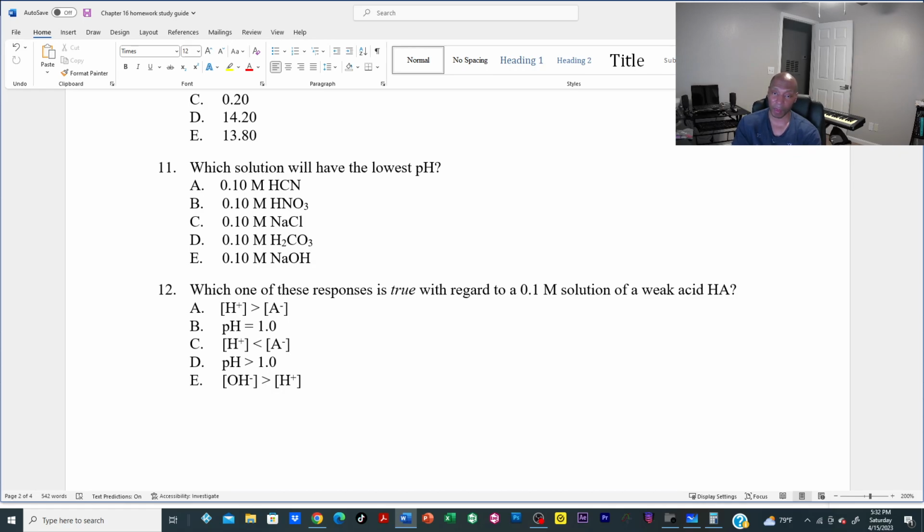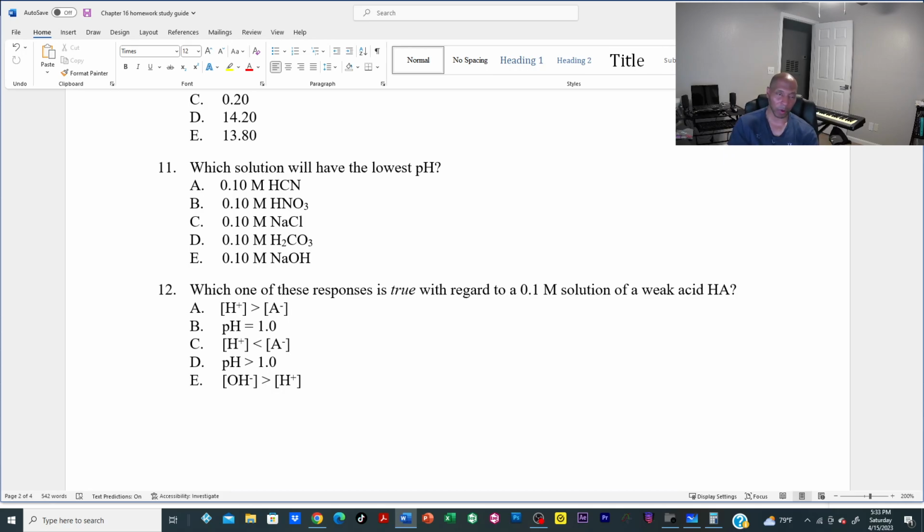So let's take a look at number 12. Which one of these responses is true with regard to a 0.1 molar solution of a weak acid? Now, I know that a weak acid is not going to completely ionize, so the pH is going to be less than 7, but I know it's going to be greater than 1. How do I know it's going to be greater than 1? Because had that been a strong acid with a 0.1 molar concentration, then the pH would be 1. Since it's a weak acid, it's going to be greater than 1.